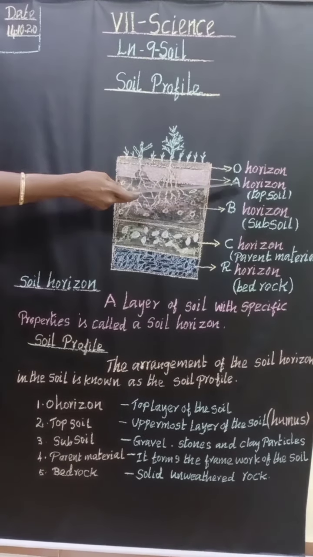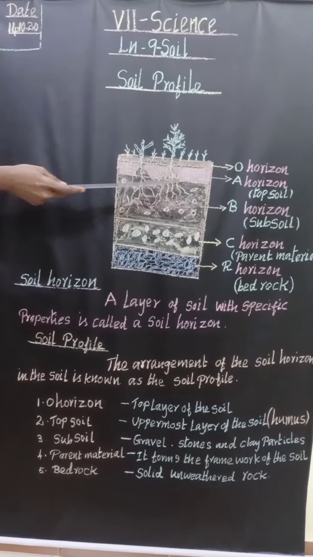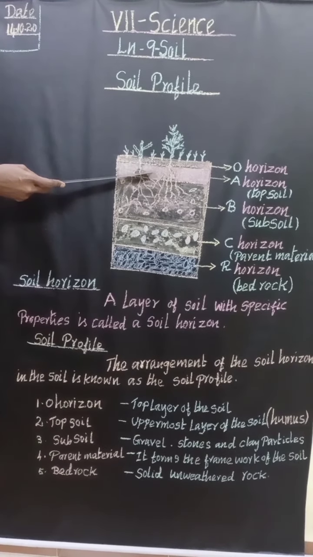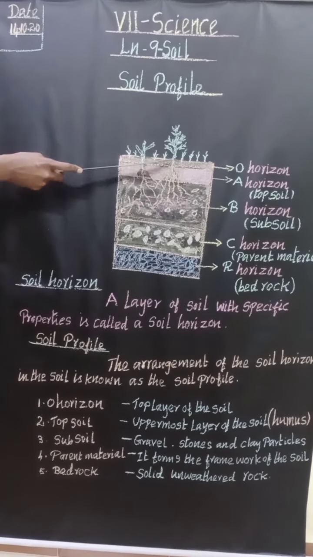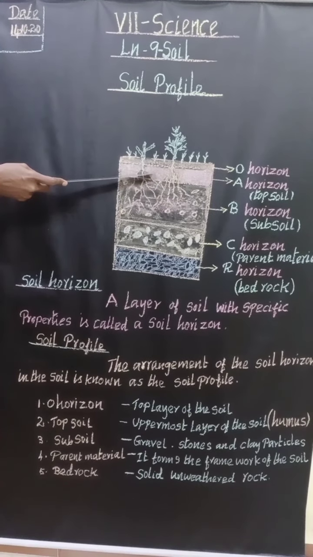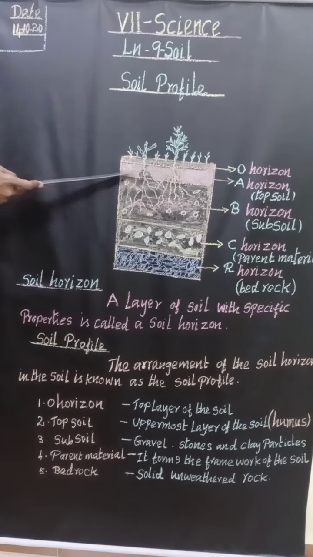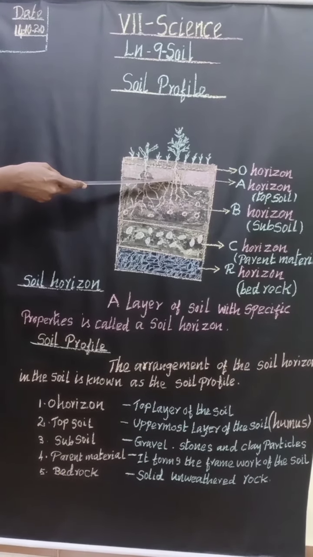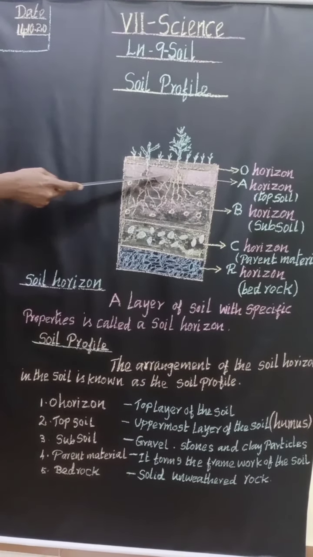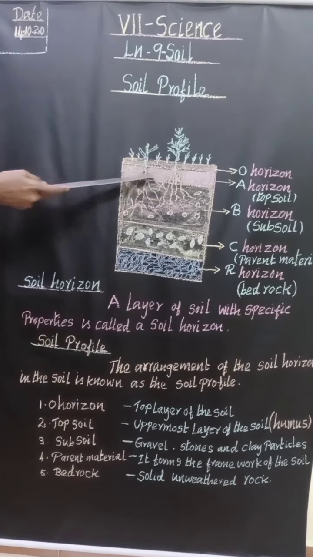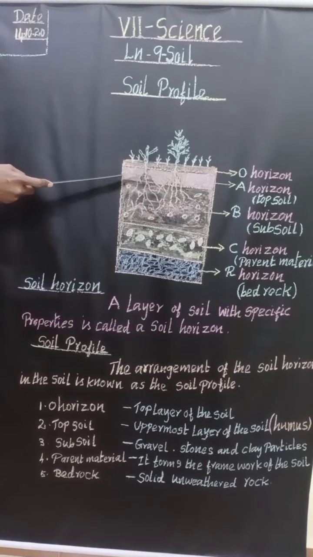Second one, A horizon or topsoil. A horizon is the uppermost layer of the soil, nearest to the surface. It is a dark layer where the roots of plants grow and other organisms live. This layer is the shelter of many kinds of living organisms. This topsoil contains humus.